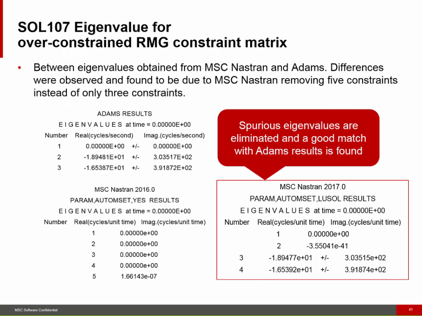Here's just one example where the default method found a number of zero frequency eigenvalues which were not found when you solved the same type of model in Adams, but with the new LUSOL capability, that issue was removed. So if you are using MSC Nastran to generate MNFs for Adams, and you see an issue with not finding all the eigenvalues, then you can try this new method.